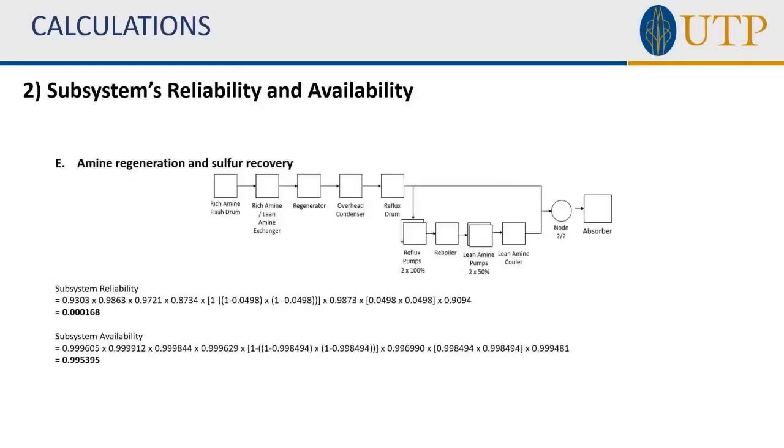The fifth subsystem is the amine regeneration and sulfur recovery system. This is a combination of two connections, which are the series connection and parallel connection. The calculation part is a bit tricky. As we can see here, firstly we have to calculate the 5 series connection first. Then we are going to multiply it with the parallel connection, which is the reflux pump and the lean amine pumps. The same goes for subsystem availability.